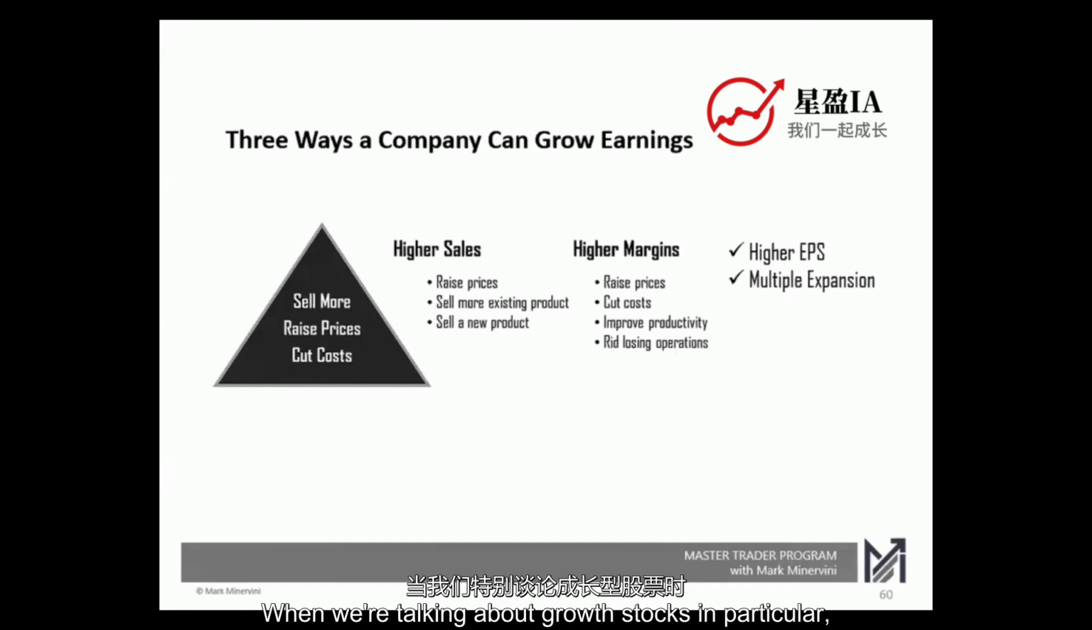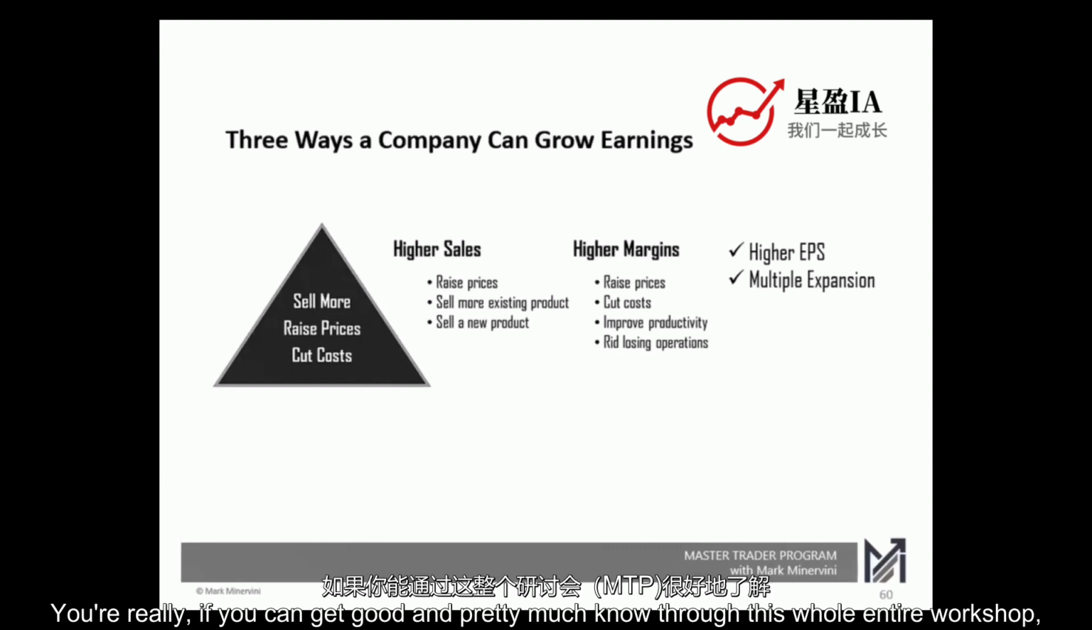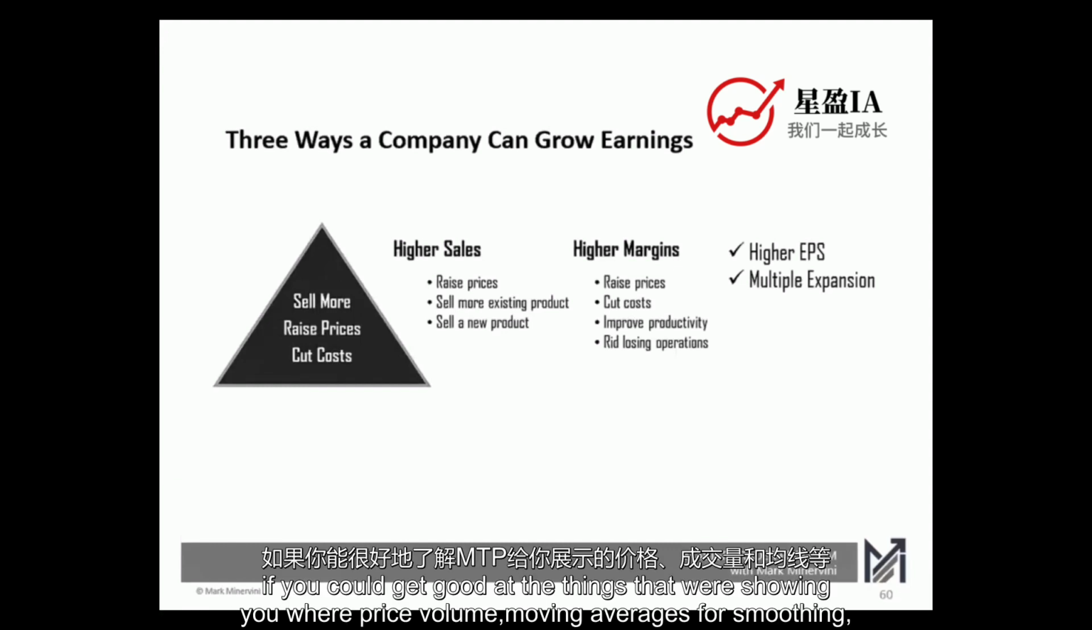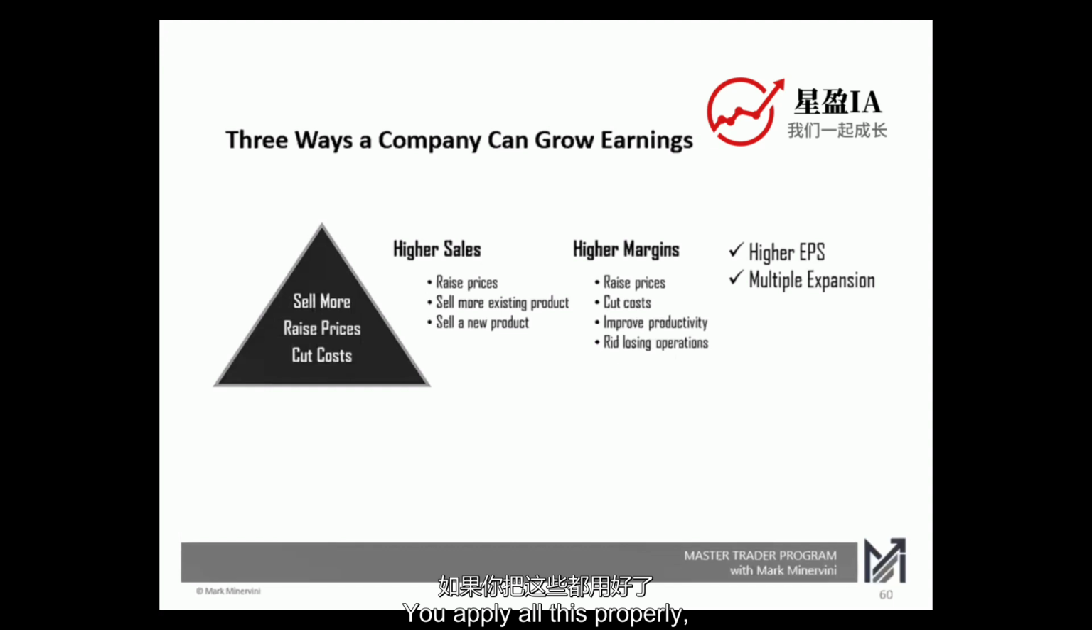When we're talking about growth stocks in particular, you don't need all this other book value and all these ratios. And if you can get good, pretty much through this whole entire workshop, at the things that we're showing you, where price, volume, some moving averages for smoothing, making sure you're in a strong uptrend, earnings, sales, margins, and you apply all this properly, you're not going to need anything more.